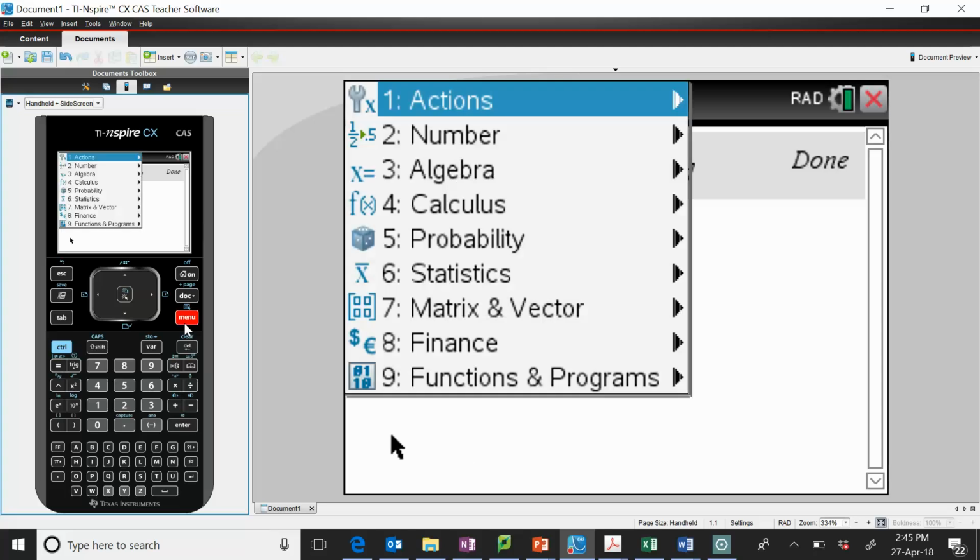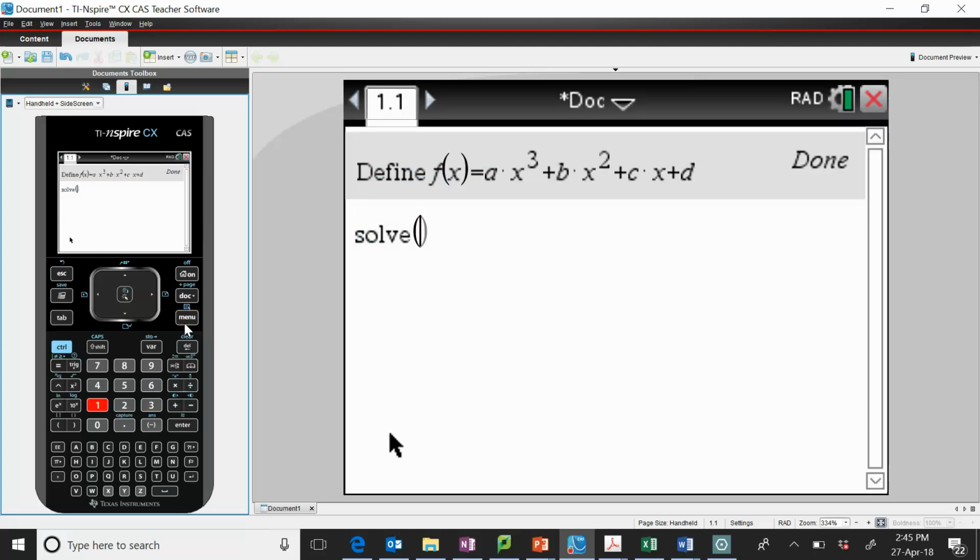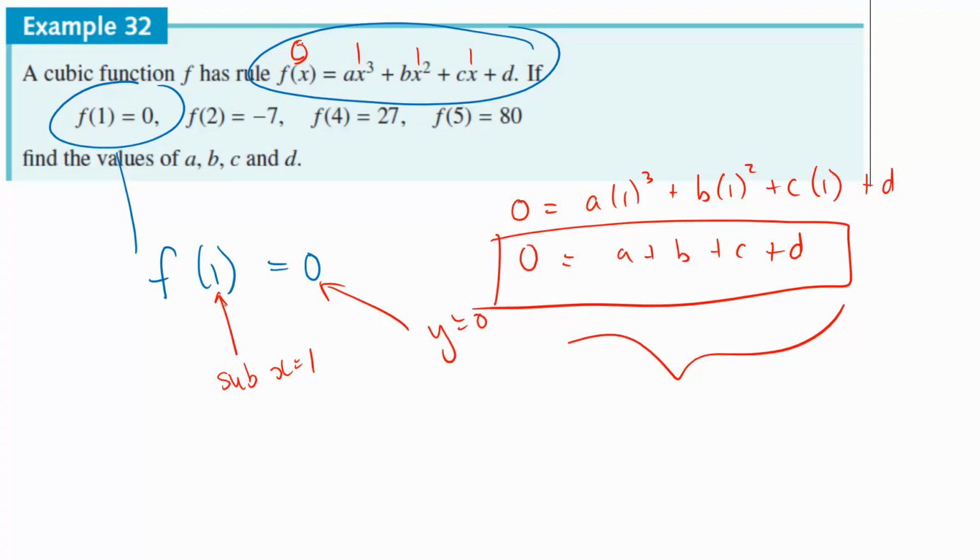So I want you to go to menu, algebra, and then solve algebra. Menu, algebra. Now, you've got 4 equations. How do you know it's 4? Because you've got 4 points. Look, 1, 2, 3, 4. You've got 4 different equations, 4 different points, right?